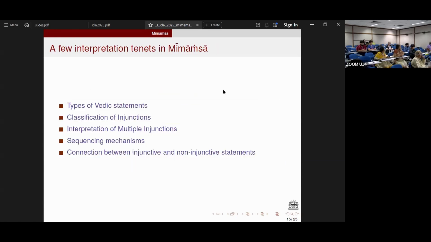Is there a term for this linearization, this sequencing? Krama is one aspect. There are other things also along with krama. There's a full chapter for that.